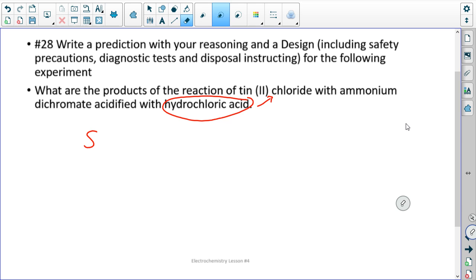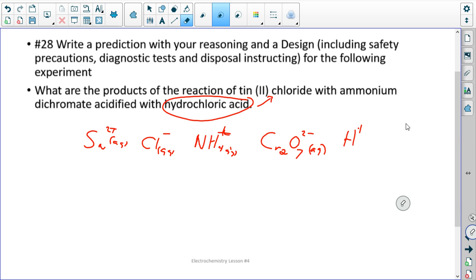So we have tin 2, we have chloride, we have ammonium. Now the dichromate, if you don't remember what it is, you can find it on the front page in your table of polyatomic ions. Get used to it because we're going to be using a lot of the dichromate. It has access to the hydrogen ion, and because they're all solutions, we have water.